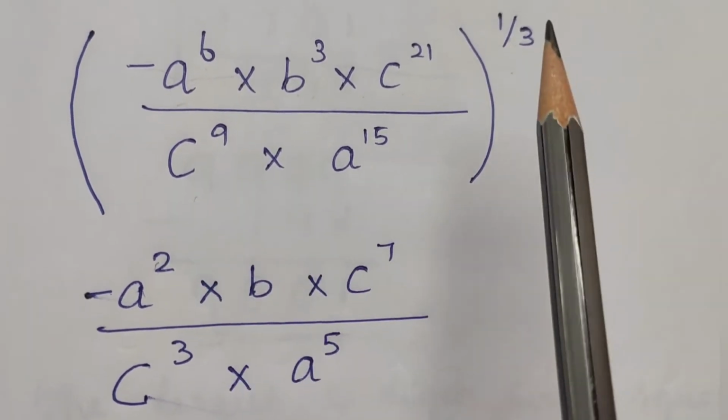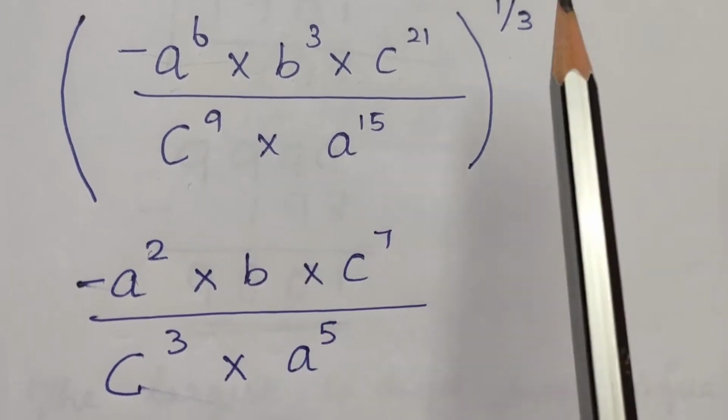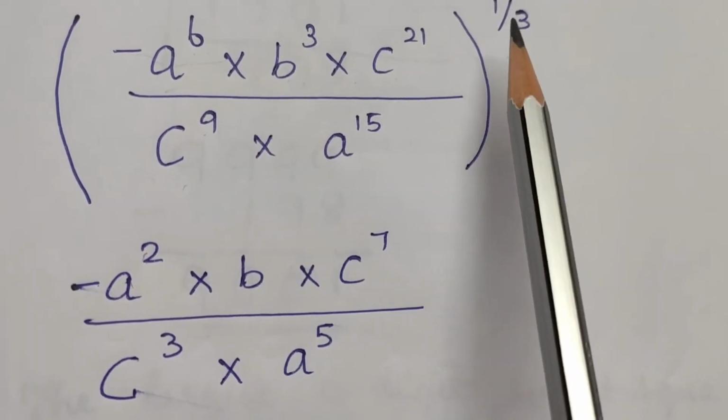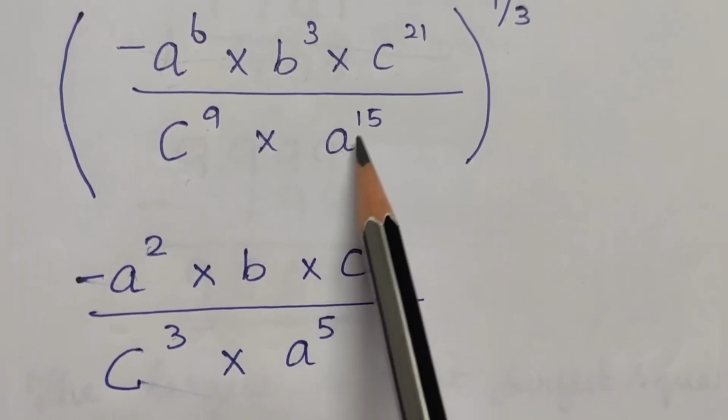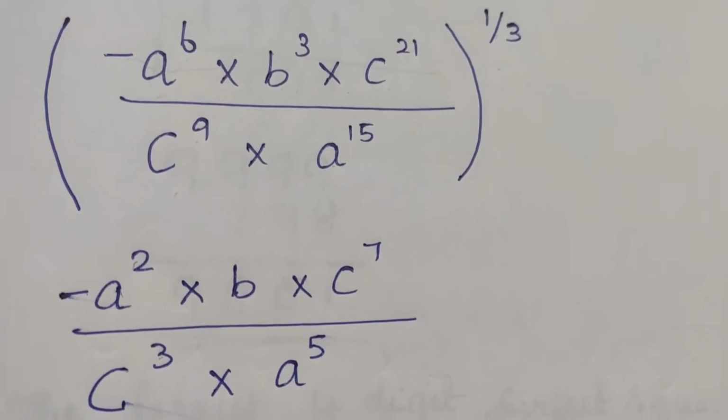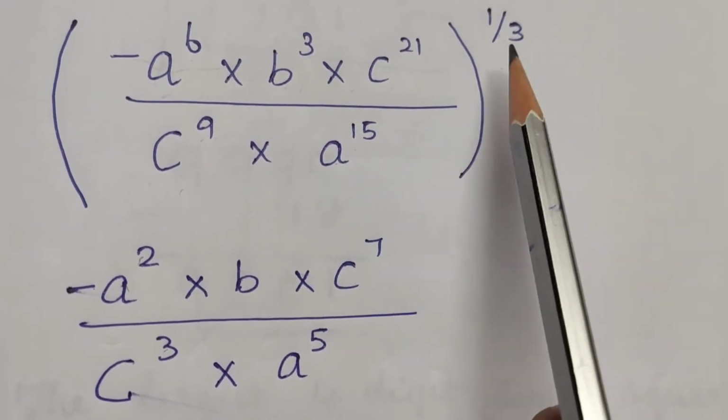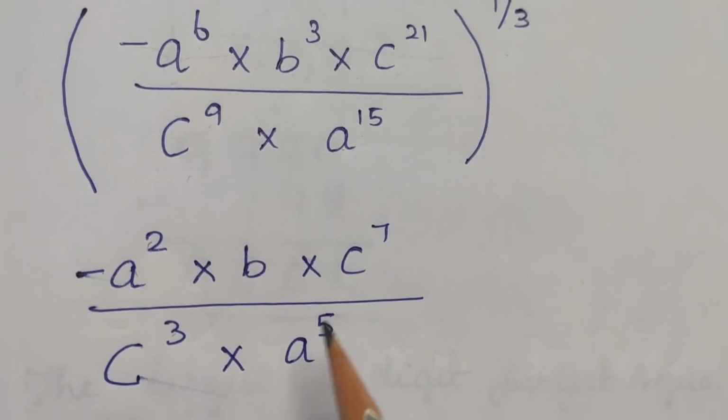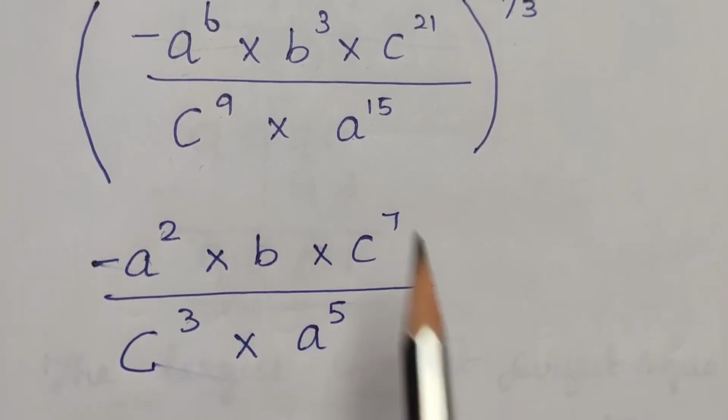Now below, it is whole power. So c power 9, power 1 by 3, 9 into 1 by 3. A power 15, the whole power 1 by 3, so 15 into 1 by 3 goes in 15, 5 times. Okay, so I get this.